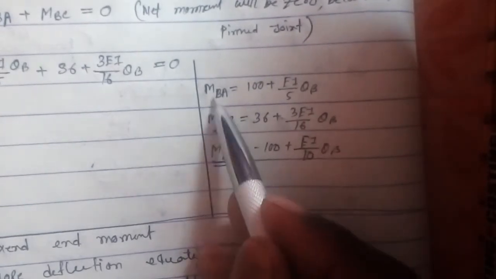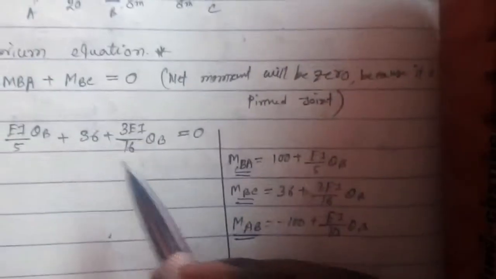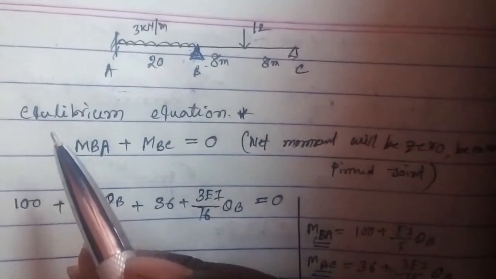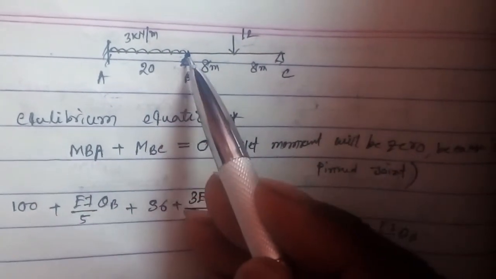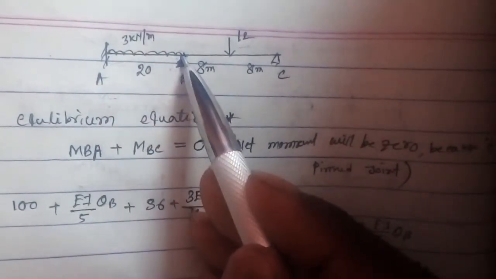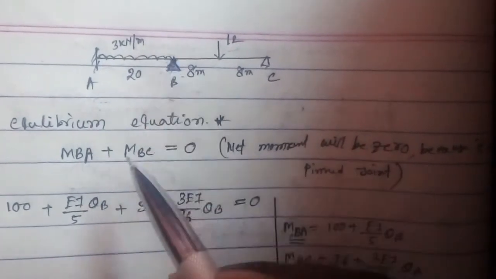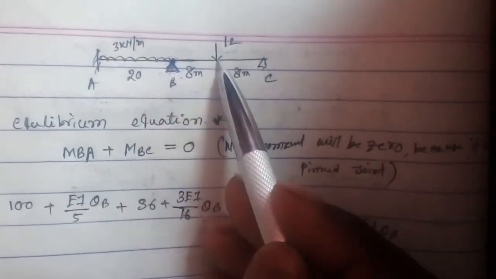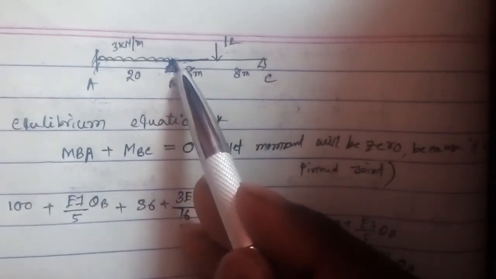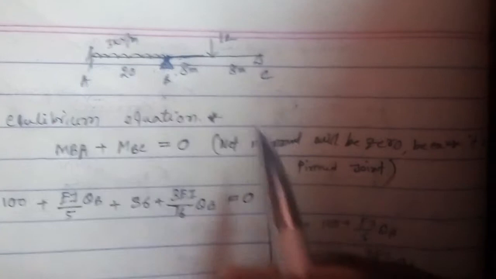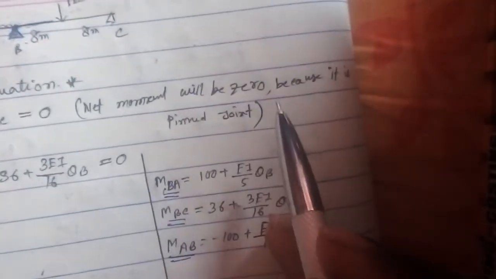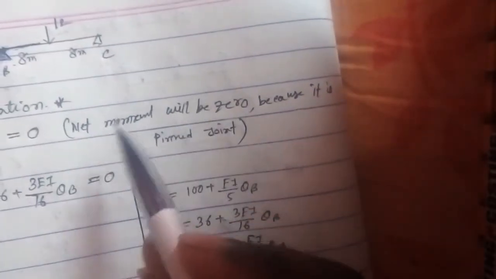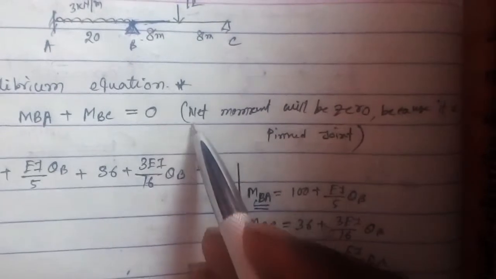So now the next step is we have to prepare an equilibrium equation. What is the equilibrium equation? The equilibrium equation is nothing but the moment from B to A and the moment from B to C, the net of which will be 0, because it is a pin joint, so it cannot carry any moment, so the net moment will be 0.